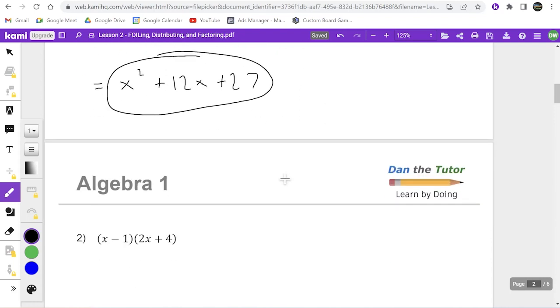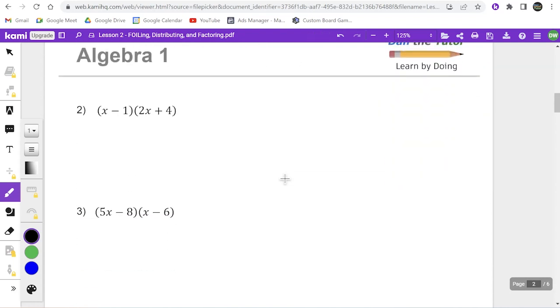Okay, good. Let's move on. Number 2, we have x minus 1 times 2x plus 4. So for this one, again, I'm going to FOIL. Now here, I need to do the first one, which is going to be tough. It's going to be x times 2x.